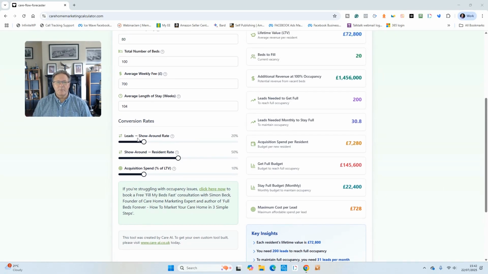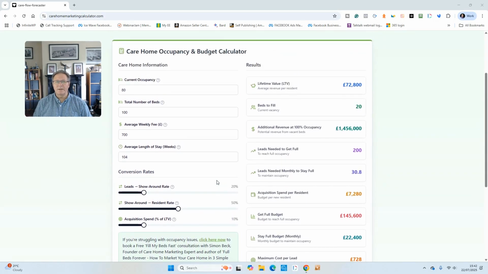So over on this side, we've also got some sliders for those conversion rates, and I'm going to show you how those work. But let's look at a practical example. So let's say we have a 50-bed care home.